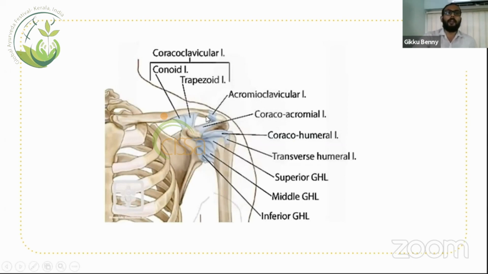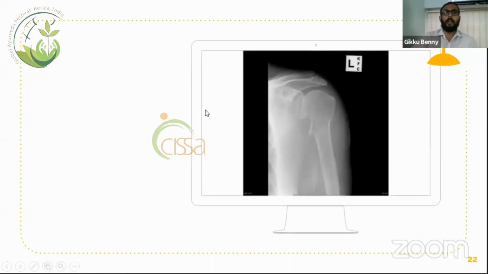These are the conoid ligament and trapezoid ligament, the coracoclavicular ligaments. If these two ligaments are torn, then the clavicle will go more up and the displacement is more, which requires surgical management.